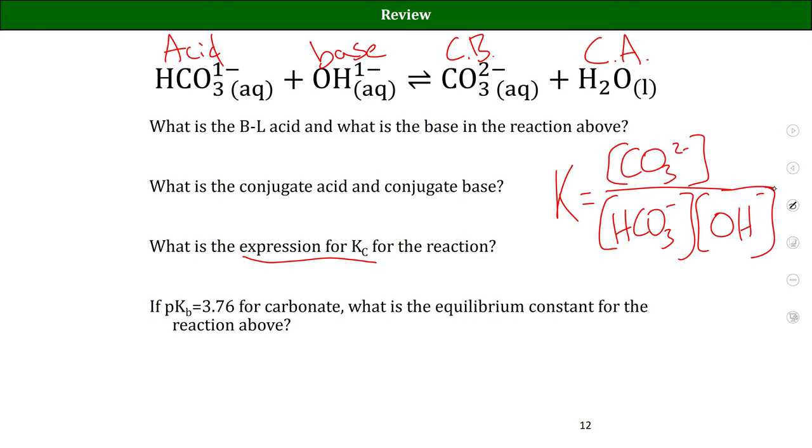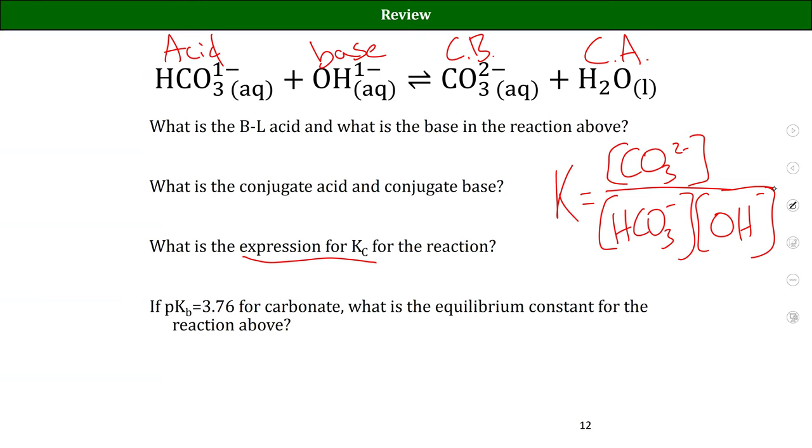All right, so that's all pretty good. I think everybody had pretty good recall about these first 3 points, right? Who knows how to answer this question? You know pKb for carbonate. What's the value of the equilibrium constant for the reaction? Say it again. It's a negative log. So we take a negative log of that, except that that's for a 10 to the negative 3.76. Good. That's our equilibrium constant for carbonate reacting with water, though, right?